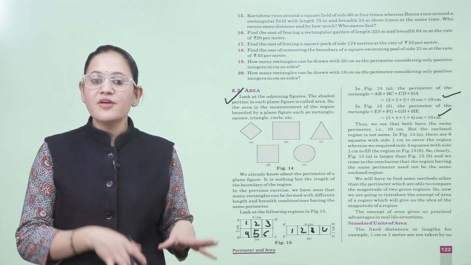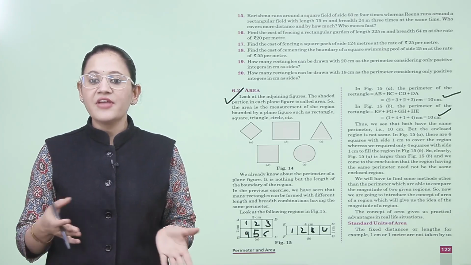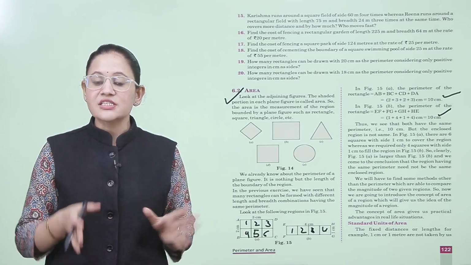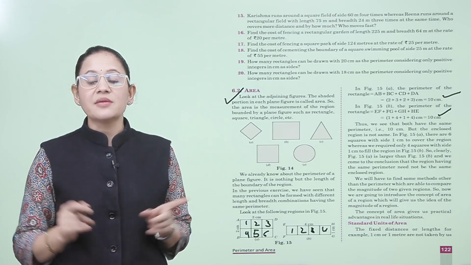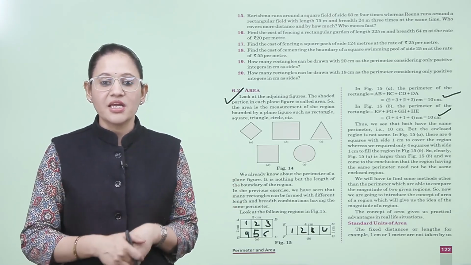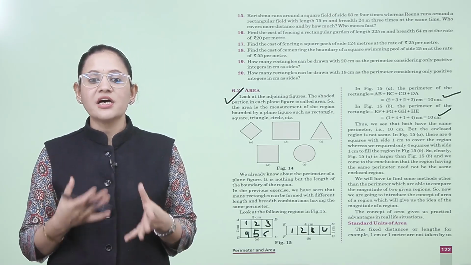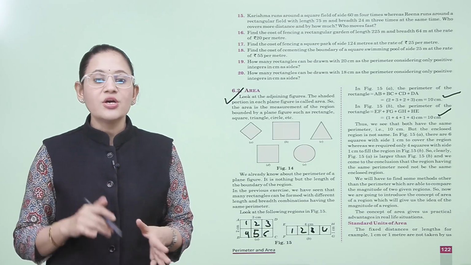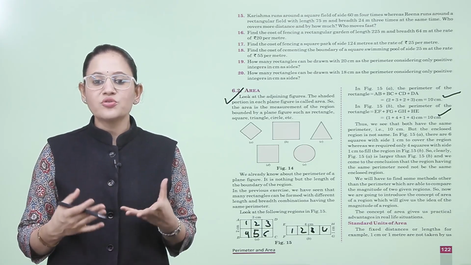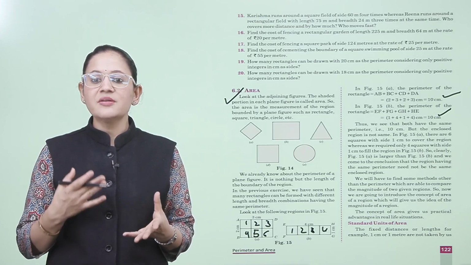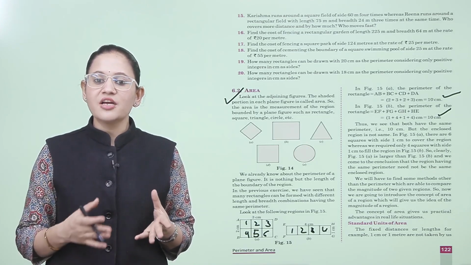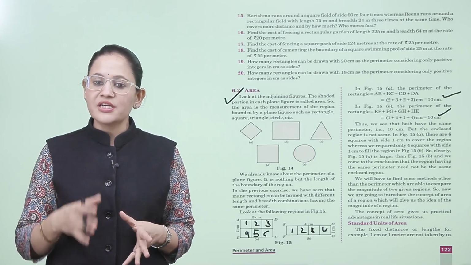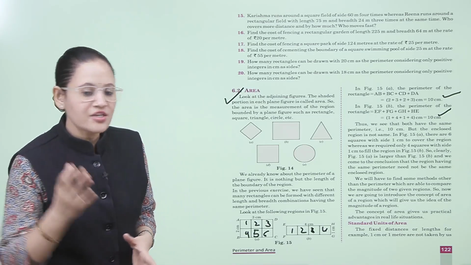So clearly figure 15a has a larger area than figure 15b, and we come to the conclusion that there are regions having the same perimeter but not the same enclosed region, meaning not the same area. We will have to find some method other than the perimeter which is able to compare the magnitude of two given regions. So now we are going to introduce the concept of area, which gives us the idea of the magnitude of a region. The concept of area gives us practical advantage in real life situations. Standard unit of area.